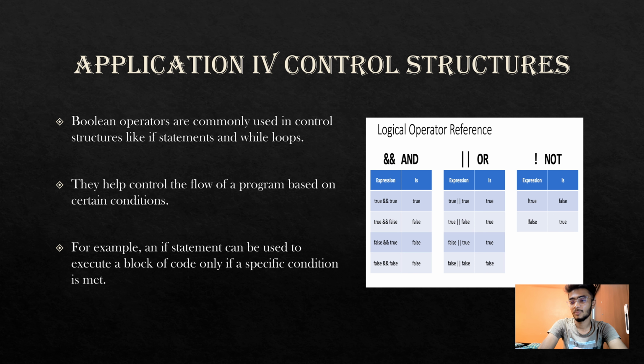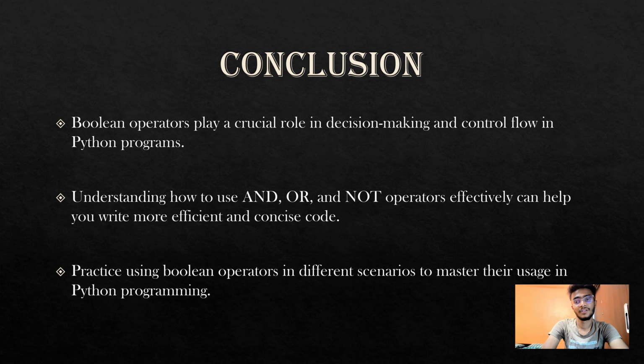So Boolean operators are all about conditions, as I told you from the beginning of the video until right now. For example, an if statement can be used to execute a block of code only if a specific condition is met. That was all about applications of control structures.